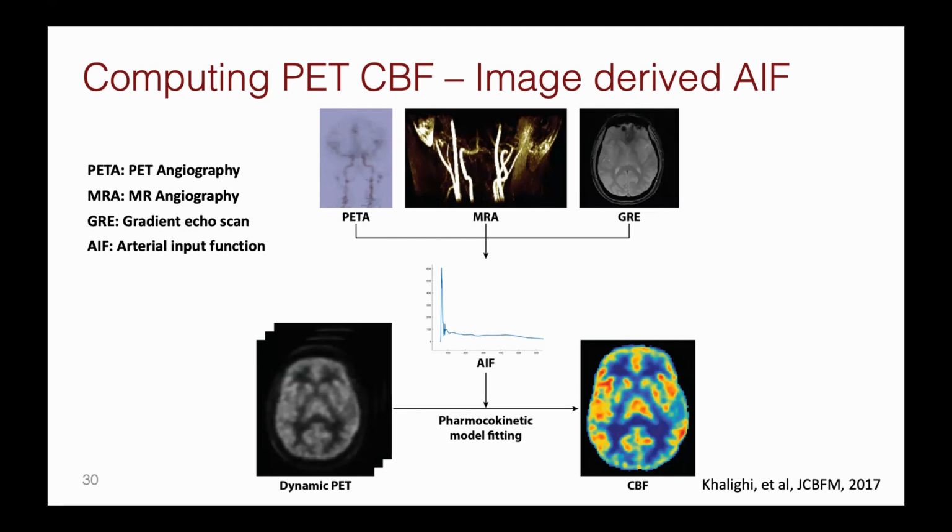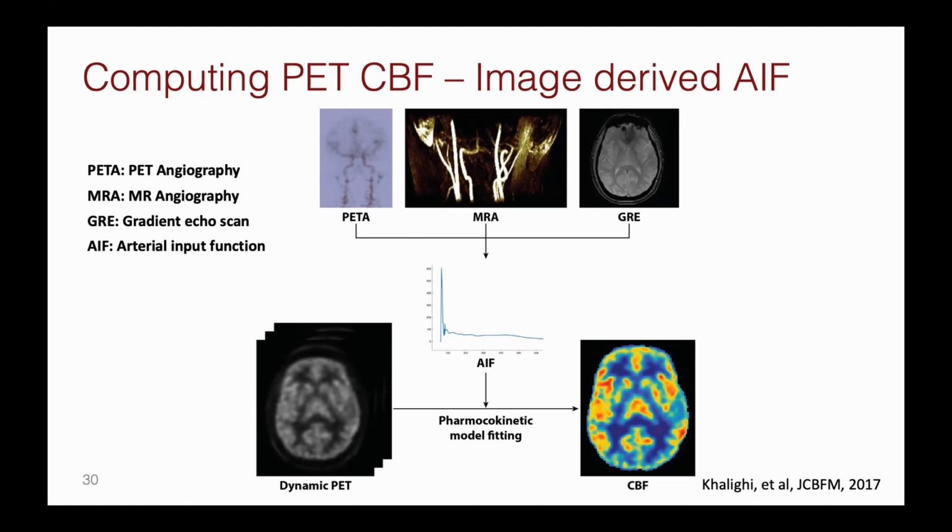So here comes the advantage of having a PET and MRI system in the same scanner, because we are able to bypass the steps of blood sampling by using our MRI data to obtain the desired AIF. Therefore, we developed a solution to derive AIF using PET and MRI angiography. Using this approach, we were able to compute CBF from the dynamic PET data with a deconvolution technique of the pharmacokinetic model.